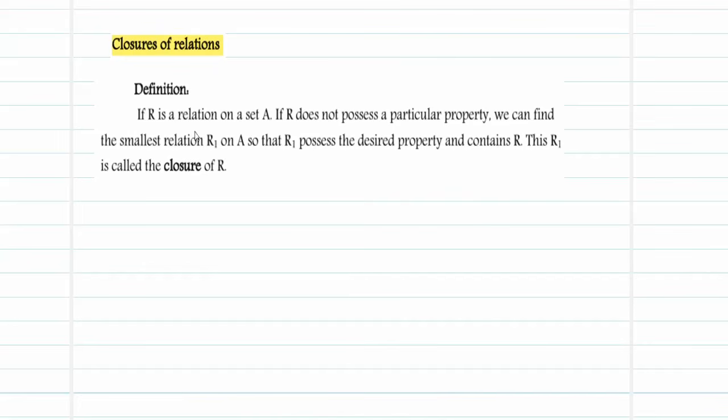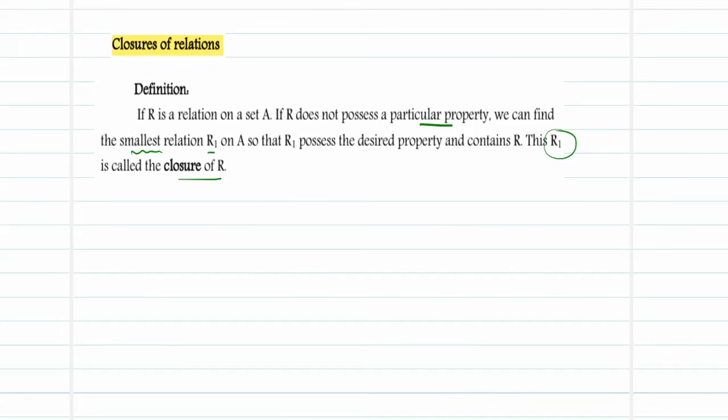If R is a relation which has been defined on the set A, and R does not satisfy a particular property, then we can find the smallest relation R1 on the set A, so that R1 possesses the desired property and also contains R. This new relation R1 which is formed is called the closure of R.